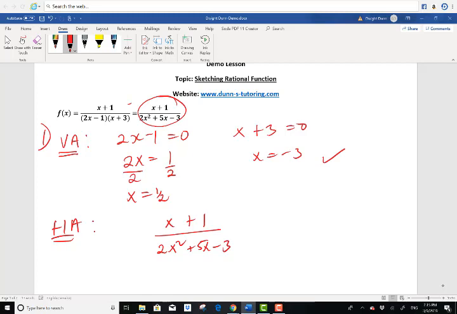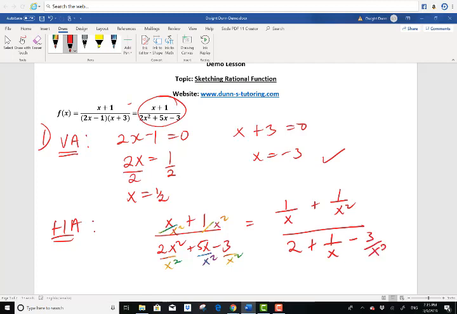If I divide now, let's change up the color a little bit. If I divide every term by x squared, I realize my result will yield 1 over x plus 1 over x squared, divided by 2 plus 1 over x minus 3 over x squared.